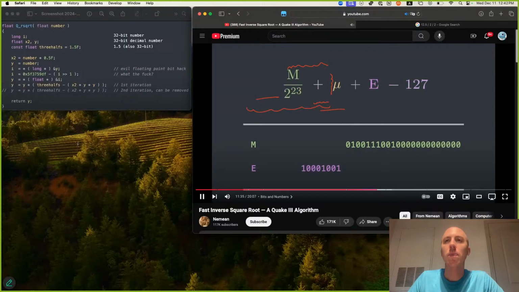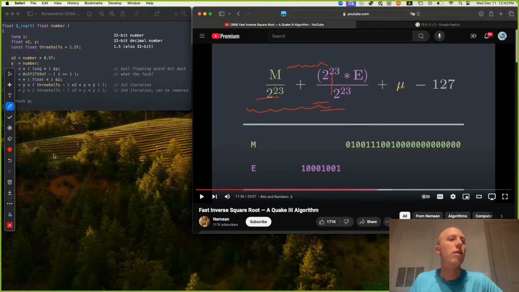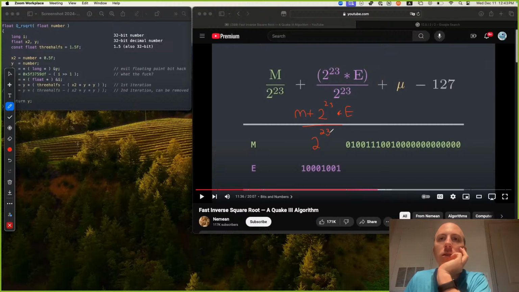So he wants to kind of combine these two terms. I just want to see if I can figure out what he's doing before he does it. Okay, yeah, we can just combine these two. So it's just like m plus 2 to the 23rd times e over 2 to the 23rd.